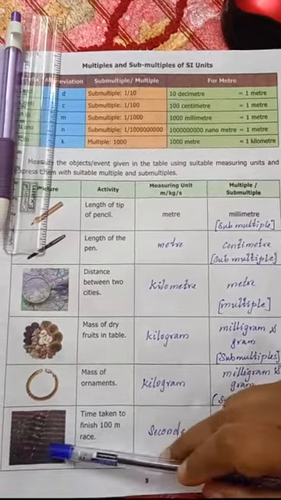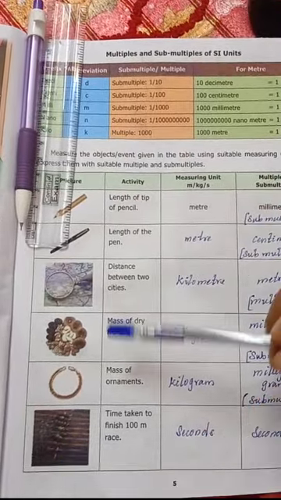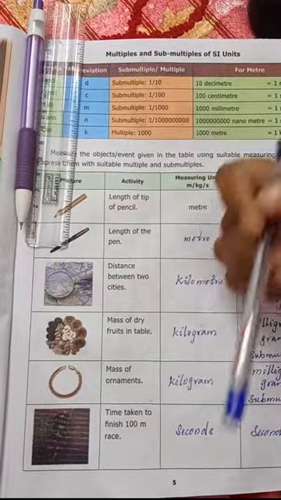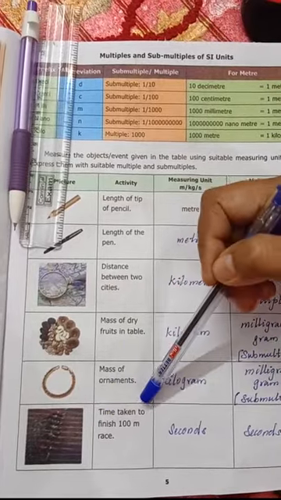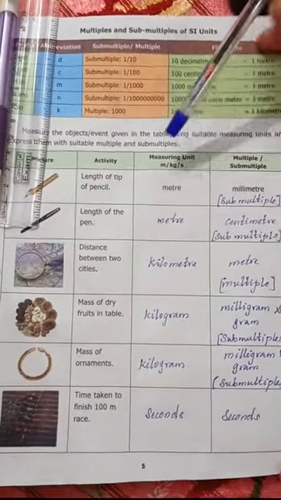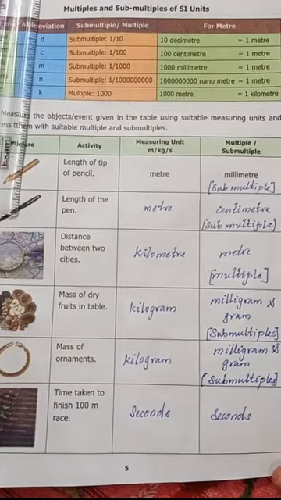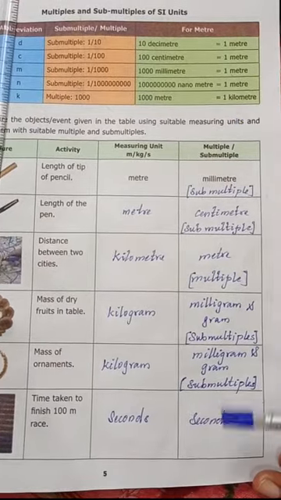And next we have the race. See the picture, children. All the athletes are standing at the starting point, and they are ready to move now. See the time taken to finish the 100-meter race. Now how do we find out what measuring unit to use? So seconds we will be using for time, and so multiple and sub-multiple also in seconds.